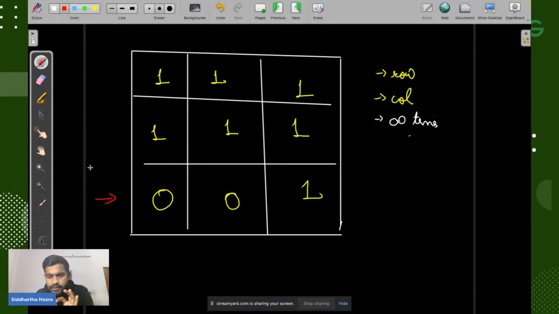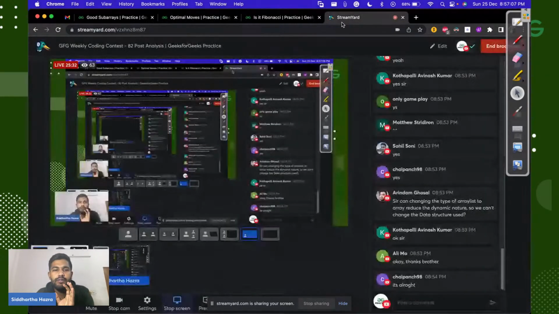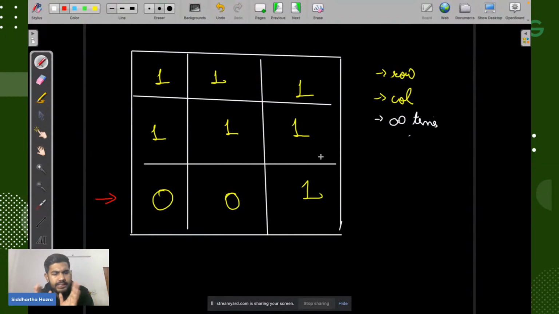And however many times you do it, at the end you need to return the maximum number of 1s you can achieve. Maximum number of 1s you can achieve. Yes, maximum number of 1s I can achieve. Okay, fair enough. This is what it's asking. So how can we solve it?